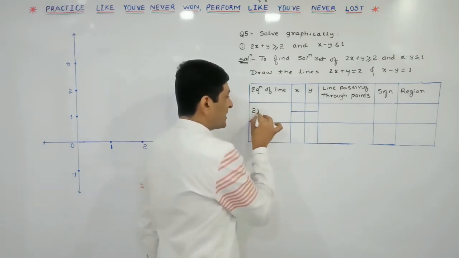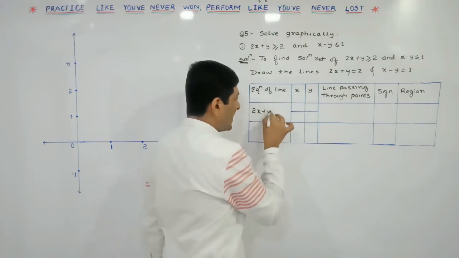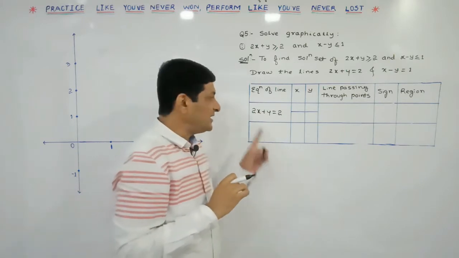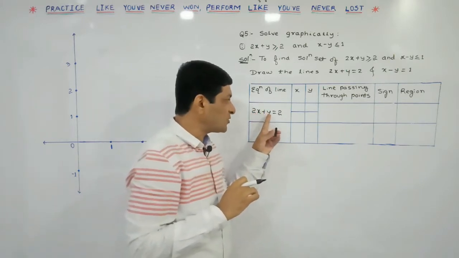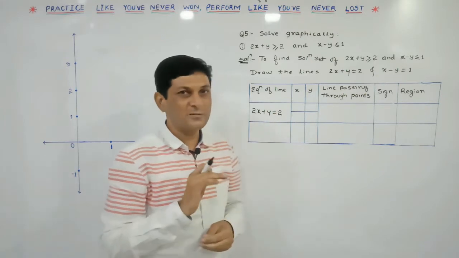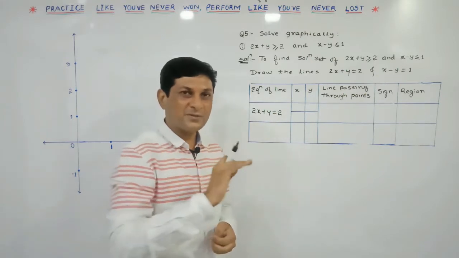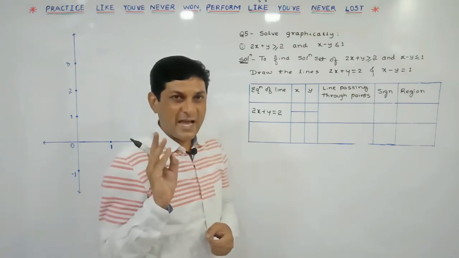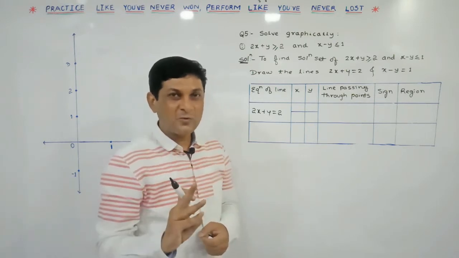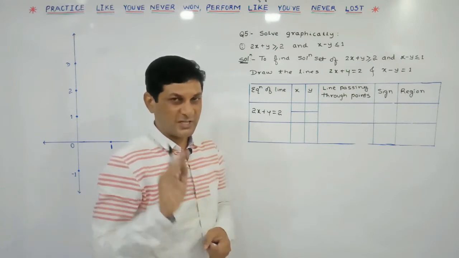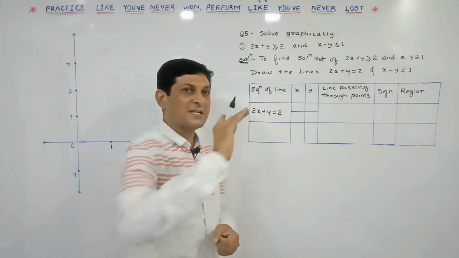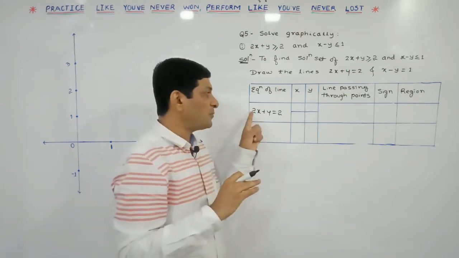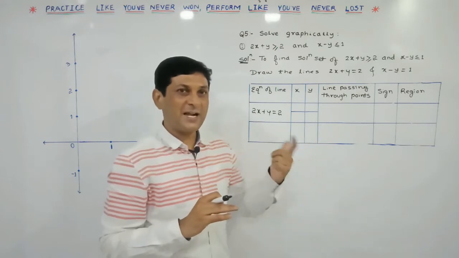So what is the equation of the line here? 2x plus y is equal to 2. This is the first line, and whenever the equation of a line has an x term, a y term and a constant term, we have already seen how to find the coordinates of 2 points on the line. Here this line is neither parallel to the x-axis nor parallel to the y-axis, and it does not pass through the origin. It will intersect the x-axis somewhere and the y-axis somewhere. Our interest is to find the coordinates of a point on this line on the x-axis and on the y-axis.